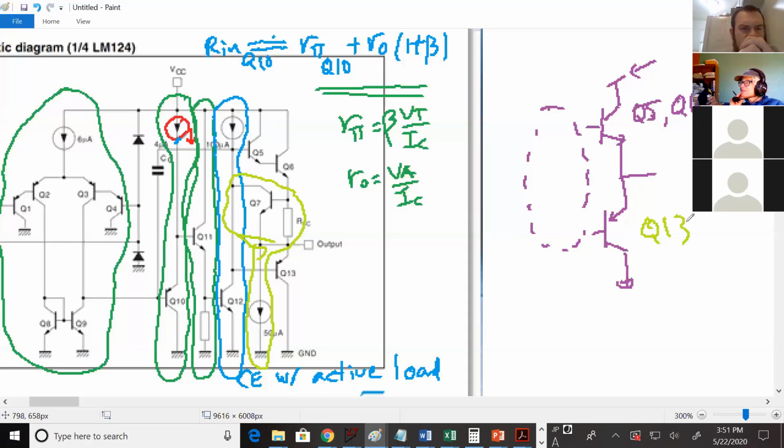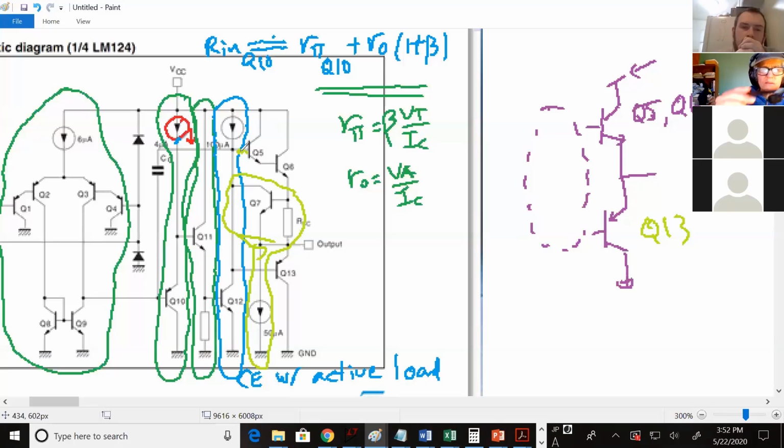Their inputs are the same? What's that? Are their inputs the same? Yeah, their inputs, the voltage at this node, at the base of Q13 and the base of Q5, they're the same. Why are they the same? That's a silly question, actually. They come from the same place. Yes, they're coming from the same node. They're basically connected with a wire.